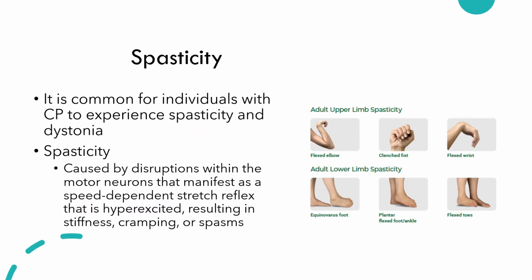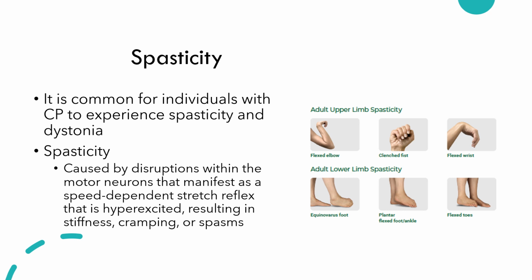Spasticity is a common motor impairment associated with cerebral palsy. It is characterized by increased muscle tone, stiffness, and resistance to movement. Here are some key points about spasticity in CP. Spasticity refers to the involuntary contraction and tightness of muscles, leading to difficulties with movement control and coordination. Spasticity in CP results from an imbalance of signals between the brain and the muscles. Damage or abnormalities in the motor areas of the brain, particularly the motor cortex and corticospinal tracts, disrupt the normal regulation of muscle tone.